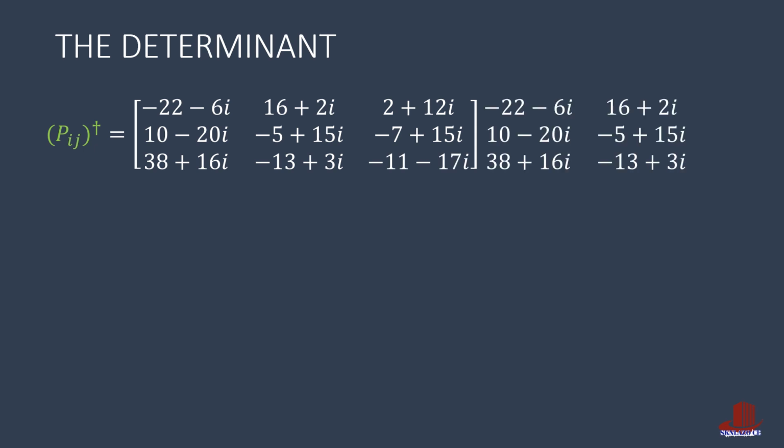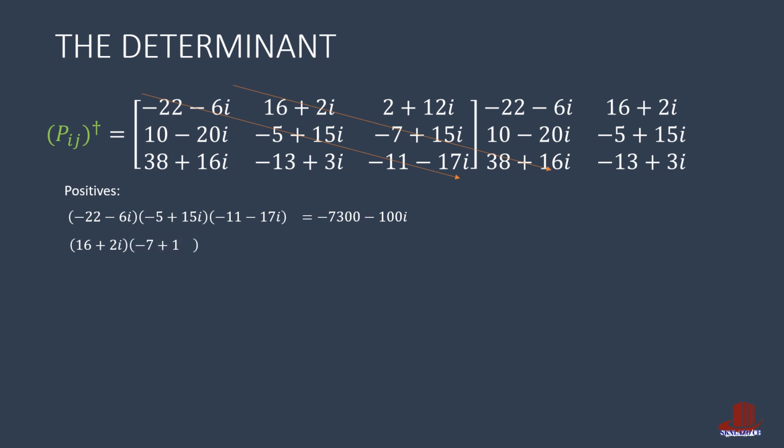Mirror the first two columns and start by multiplying elements in the diagonals and treat them as positives. The first diagonal has elements negative 22 minus 6i, negative 5 plus 15i, and negative 11 minus 17i. They yield negative 7,300 minus 100i.